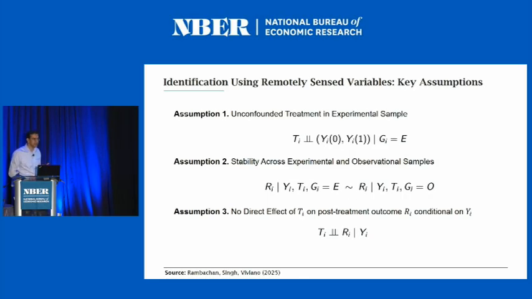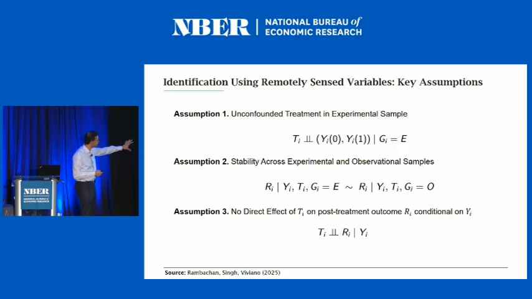So what are the three key assumptions you need for identification using remotely sensed variables? There's a very parallel structure to the one that I just described with surrogacy. So as before, and as in all the cases we're talking about here, you have to have a valid experiment. That's assumption one. Second, you need something analogous to the comparability assumption that I had before. Again, you're transporting data between these two different samples, so you need stability across the experimental and observational sample. In this context, the key requirement is that the distribution of R, the remotely sensed variable, conditional on the primary outcome, has to be the same in the experimental sample as it is in the observational sample.